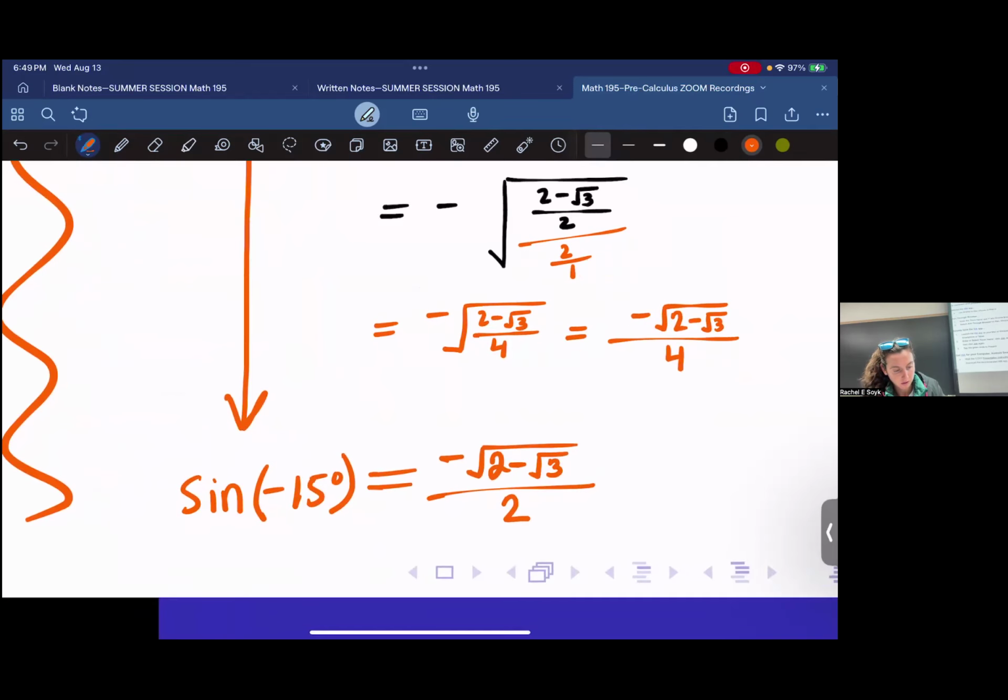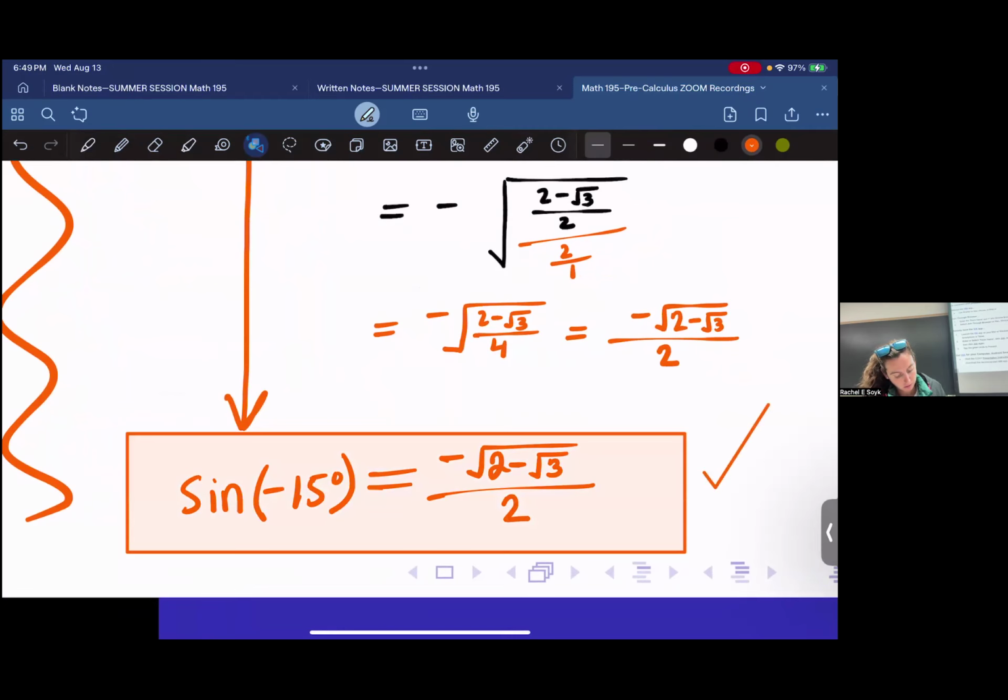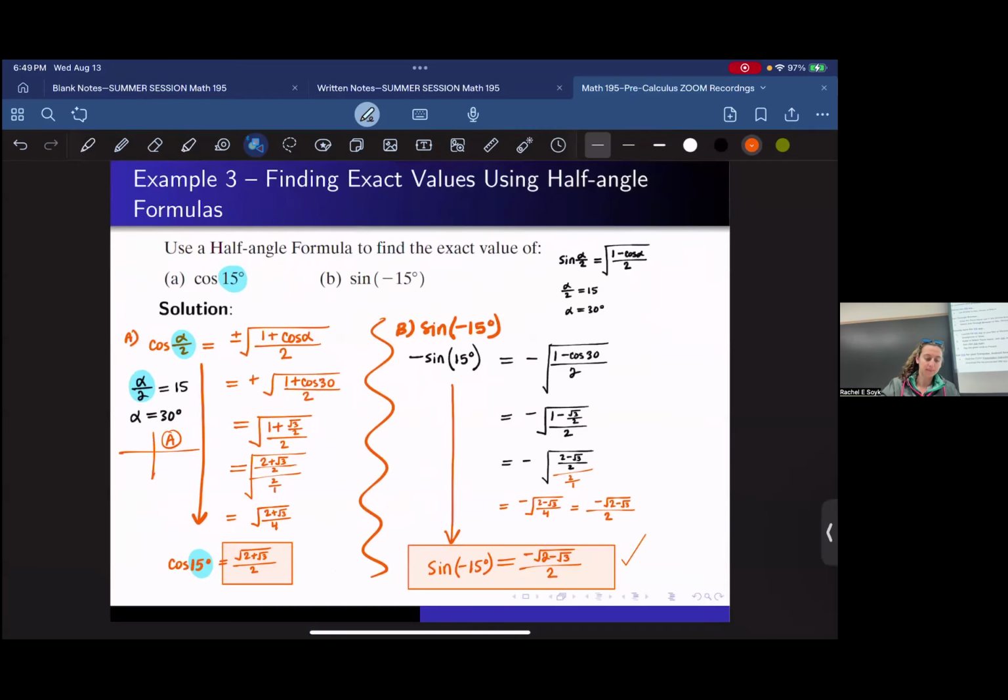And there we have it. I forgot to take the square root over there. That's 2. But I wrote it correctly down here. And we're done.